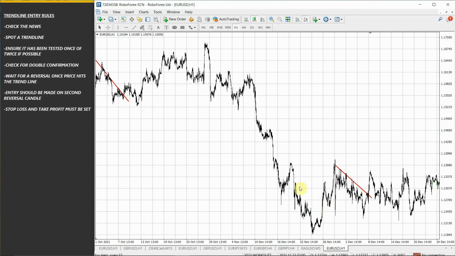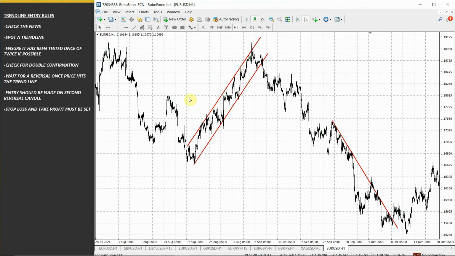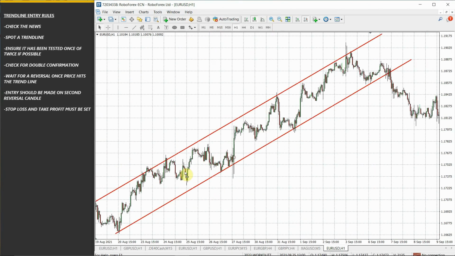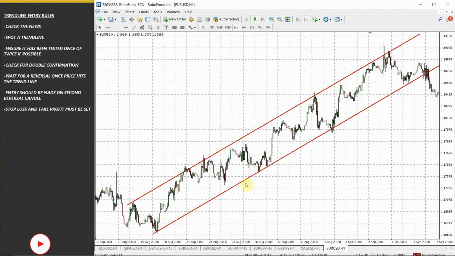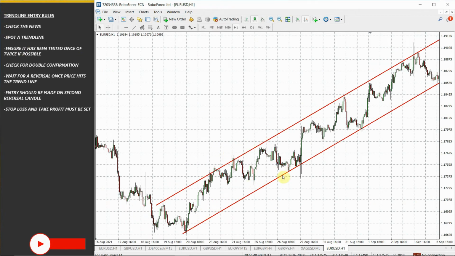You see, this is a nice downtrend. We decide to have a trend line here. Pretty awesome. All right, so let's just work with the first one we figured out. So ensure it has been tested once. So this trend line formed here. It got the first test here. Can you see that? Let me take this off so it doesn't confuse you.